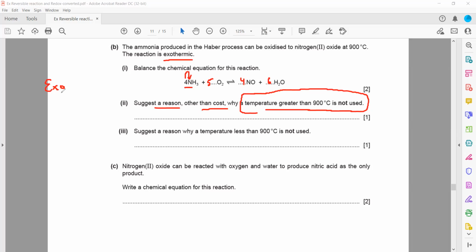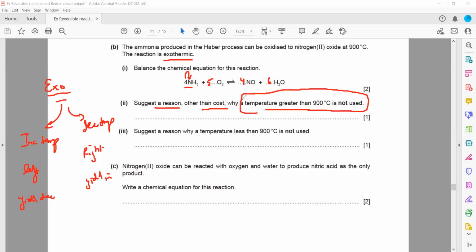Whenever the reversible reaction is exothermic, when we increase the temperature, equilibrium will shift towards the left hand side and the yield, the amount of the product, will decrease. And if we decrease the temperature for exothermic, equilibrium will shift towards the right hand side, and the yield or the amount of product will increase.